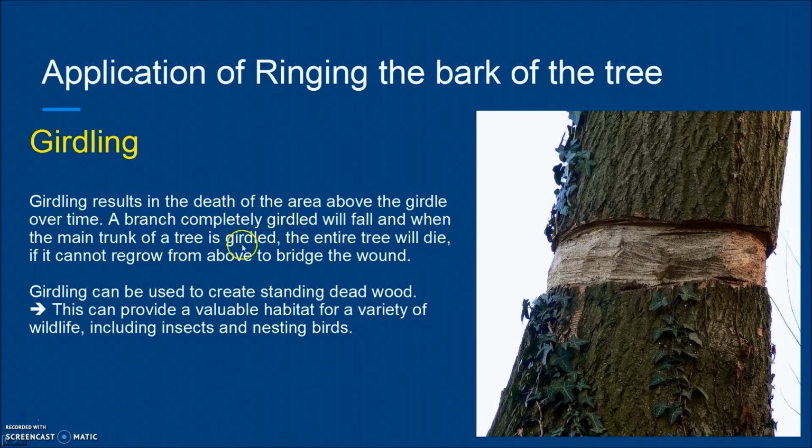If we do the girdle on the main trunk of the tree, the entire tree will die, just like the case in the ringing experiment shown in the diagram. Girdling can be used to create standing dead wood, so we do not need to cut the whole tree down.